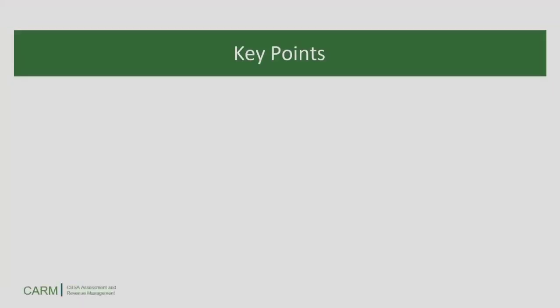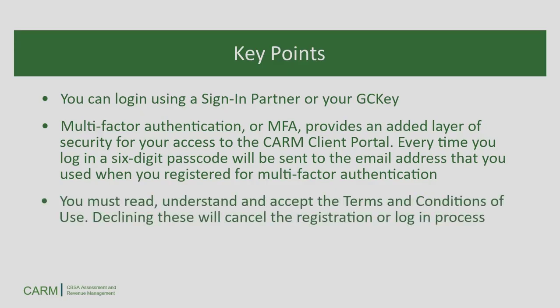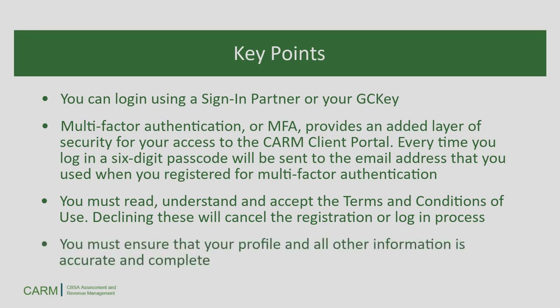Here are some key points to remember about this process. You can log in using a sign-in partner or your GC key. Multi-factor authentication, or MFA, provides an added layer of security for your access to the CARM Client Portal. Every time you log in, a 6-digit passcode will be sent to the email address that you used when you registered for multi-factor authentication. You must read, understand, and accept the terms and conditions of use. Declining these will cancel the registration or login process. And finally, you must ensure that your profile and all other information is accurate and complete.